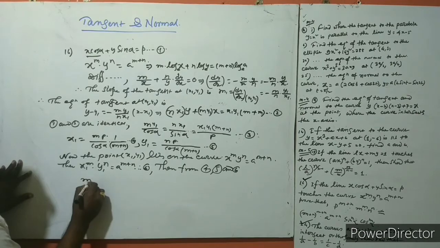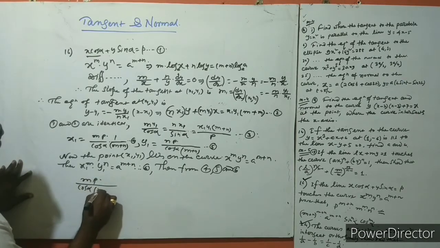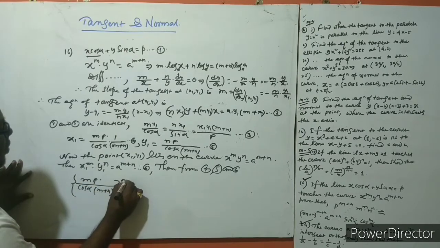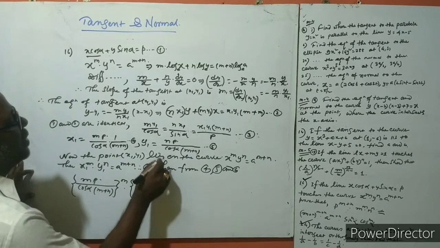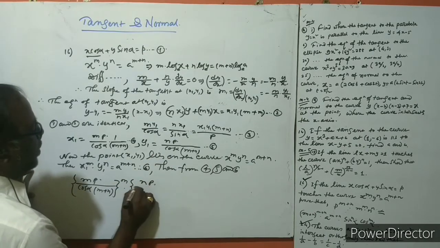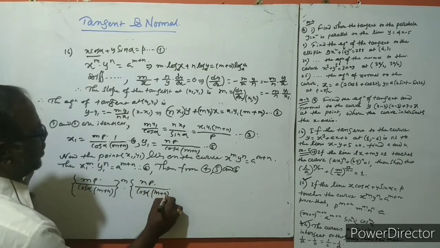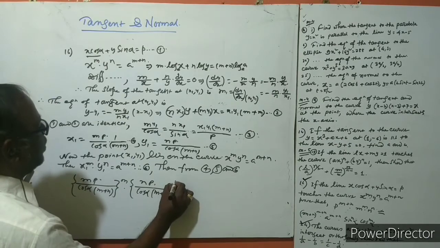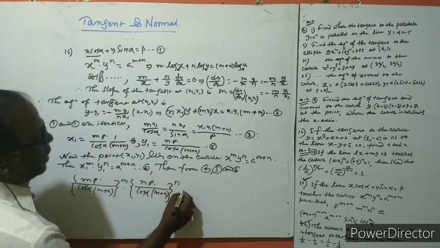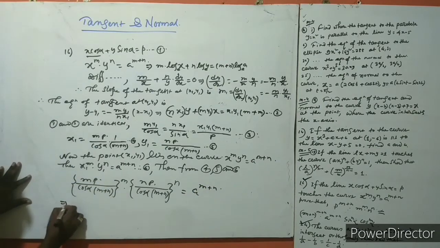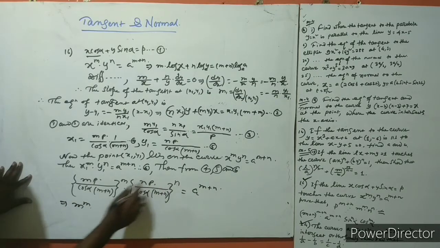So that is m into p by cos alpha, that is m plus n, and whole to the power m here. And same as y1, this is np by cos alpha, this is m plus n, to the power n here, and that is equal to a to the power m plus n. Now I can rewrite here, that is m to the power m, same as n to the power n.